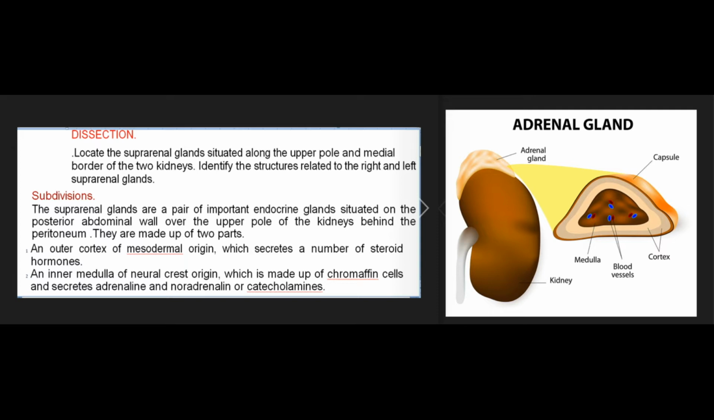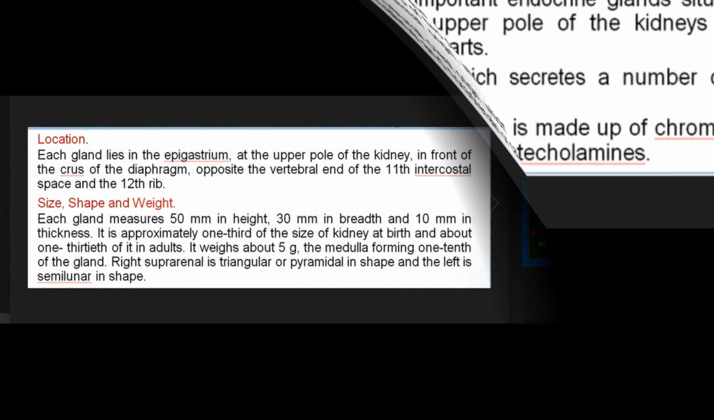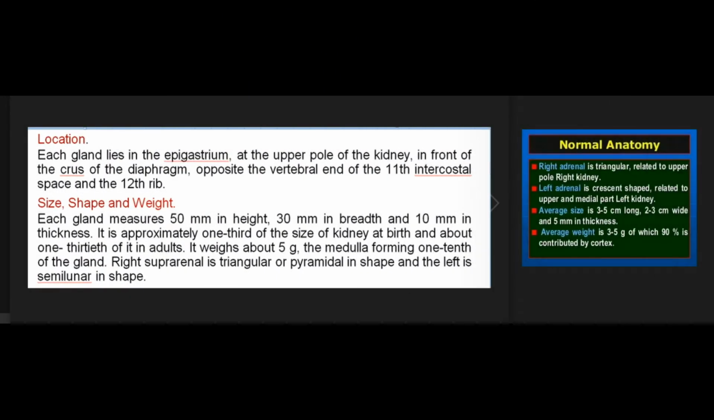They are made up of two parts. 1. An outer cortex of mesodermal origin, which secretes a number of steroid hormones. 2. An inner medulla of neural crest origin, which is made up of chromaffin cells and secretes adrenaline and noradrenaline or catecholamines.